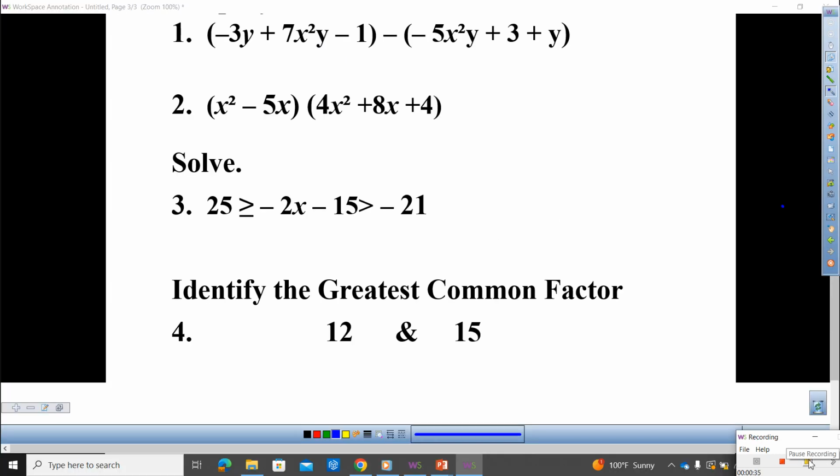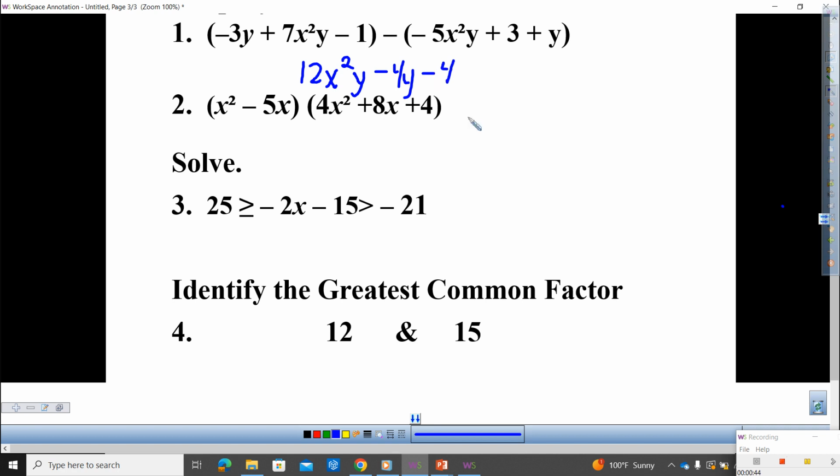All right. Brandon, Felix, what did you get for number 1? Just the answer. 12x to the power 2 y, minus 4y. Minus 4. Have you got that? That is correct.